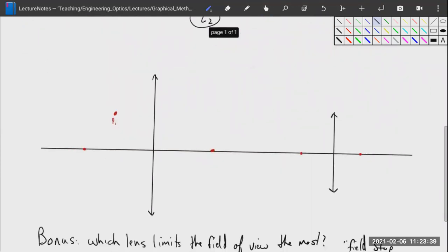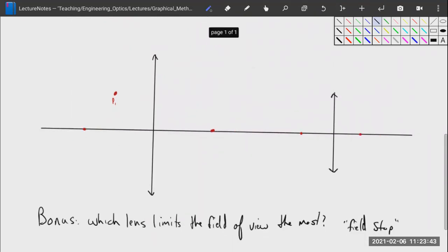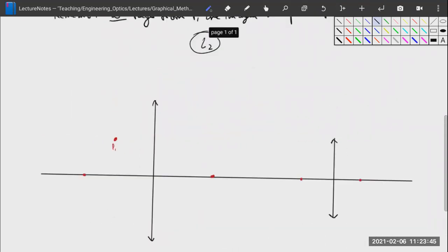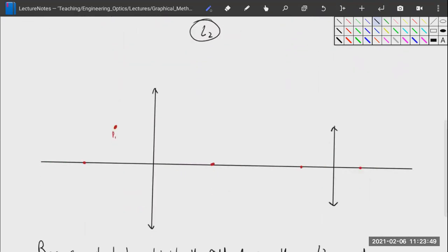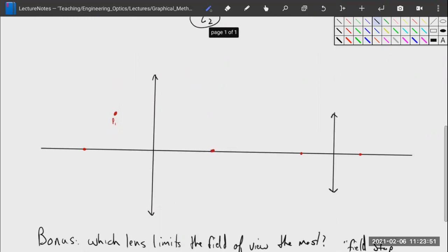Great. We have a second object in lens system here. So let's label these really quick. I'm going to switch to this. So this is F1, F1.